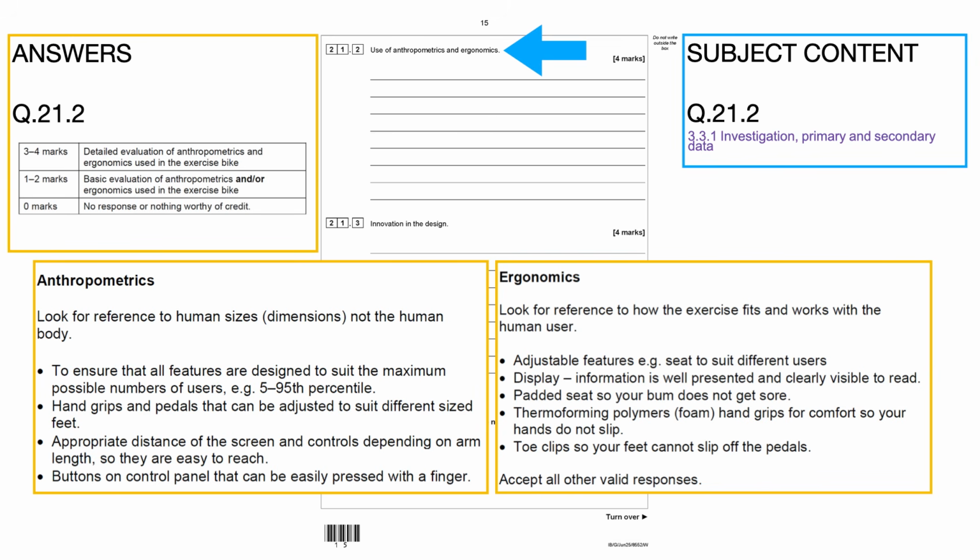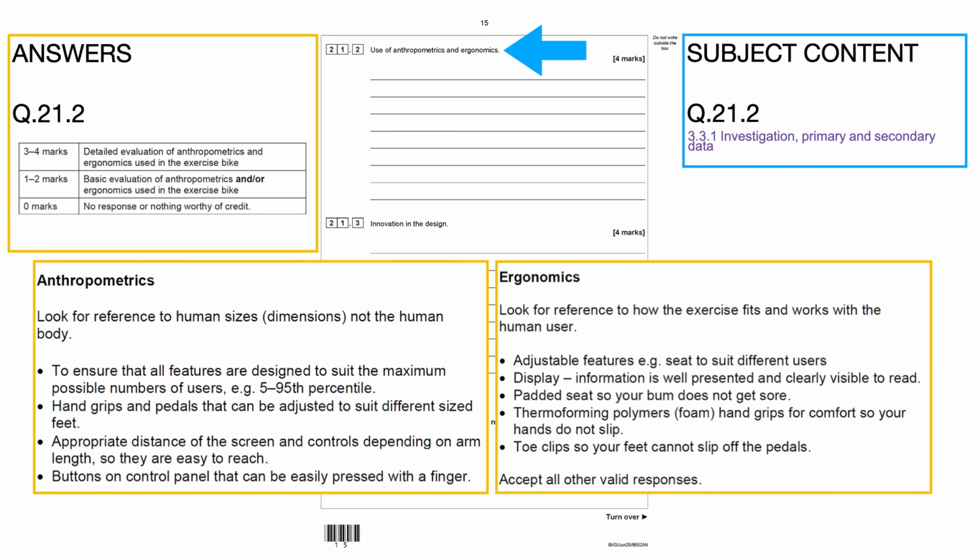It has hand grips and pedals that can be adjusted to suit different sized feet. It has appropriate distance of the screen and controls depending on arm length, so they are easy to reach. The buttons on the control panel can be easily pressed with one finger. When it comes to ergonomics, we are looking for references to how the exercise bike fits and works with the human user. It has adjustable features.